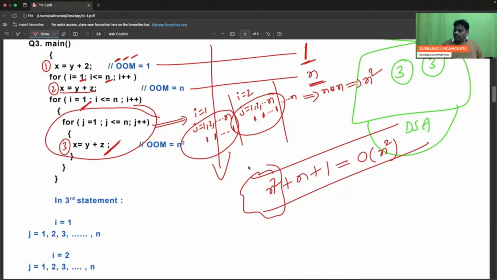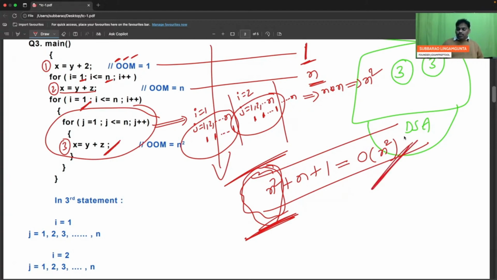So time complexity is nothing but the order of magnitude of the statement which is spending more time, because this is the place where the CPU is spending a lot of time. Time complexity is nothing but how much time the CPU is spending in a particular place. That is the time complexity.